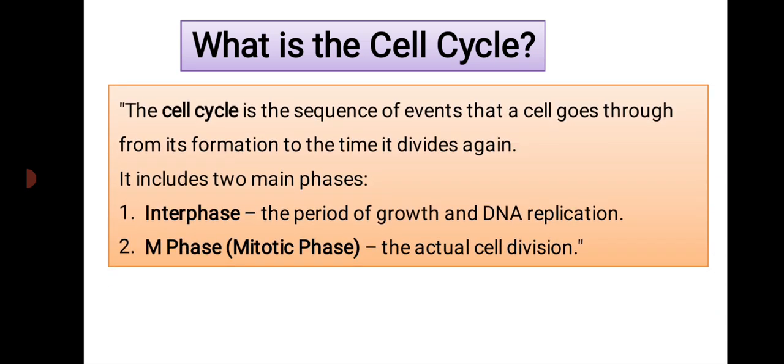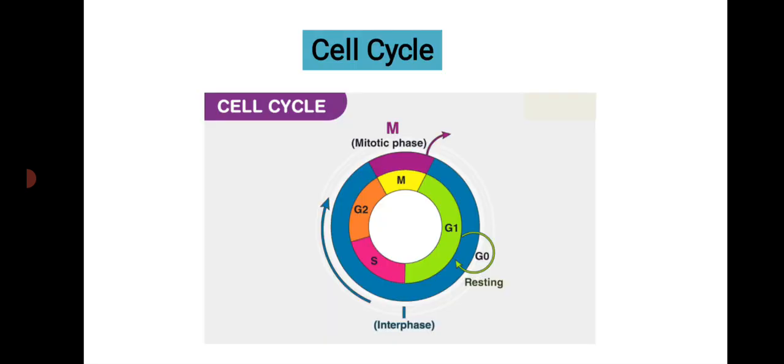The cell cycle is the sequence of events that a cell goes through from its formation to the time it divides again. That is the definition of the cell cycle. It mainly includes two main phases, the M phase and the interphase. In the interphase, there is a period of growth and DNA replication, so it is also called the preparatory phase. The M phase is also called the mitotic phase. It is the actual cell division phase, where cell division occurs.